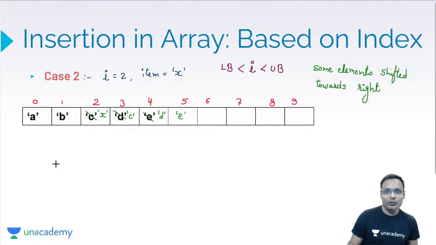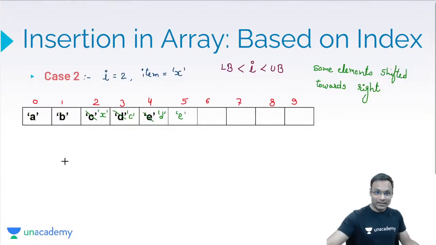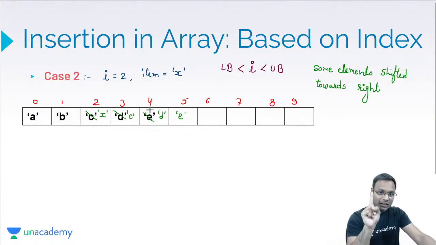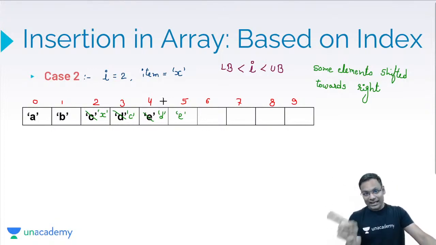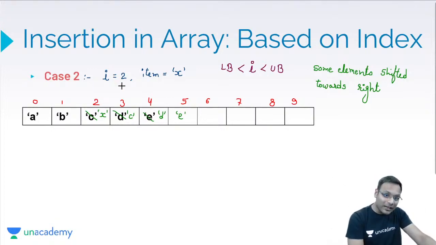So from where to where will I have to shift the elements? Look at this. I first shift the upper bound element to upper bound plus 1, then the previous index element to this one, then this index element to this one. From upper bound, I will have to start shifting the elements towards the right, up to what position? Up to index I, wherever I is present.